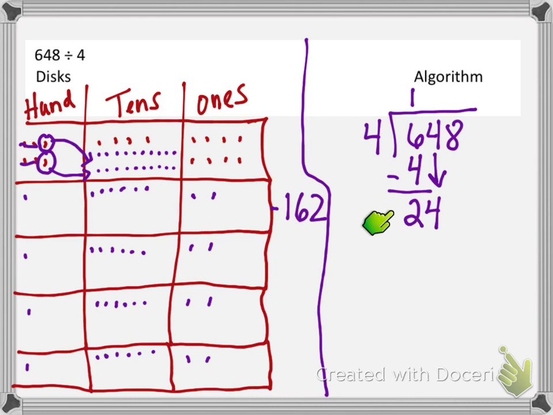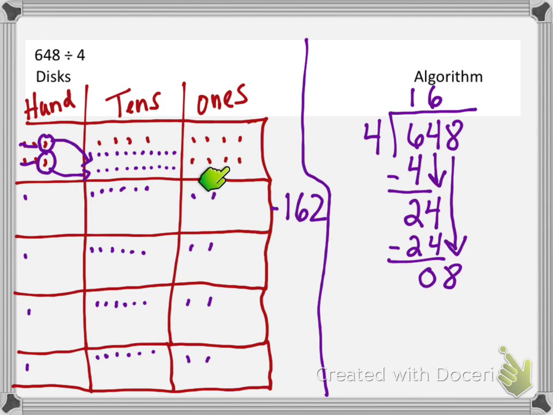So 4 goes into 24 6 times. Notice over here we've got 6 in each group. 6 times 4 is 24. Gives us 0. Bring down. Brother tells us to bring down, and that shows us right here 8 ones. There's our 8 ones. And we're going to split them up equally into 4 equal groups.